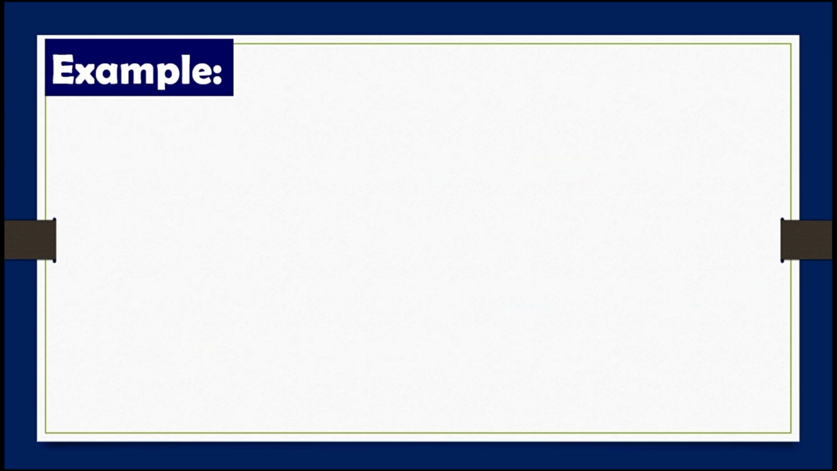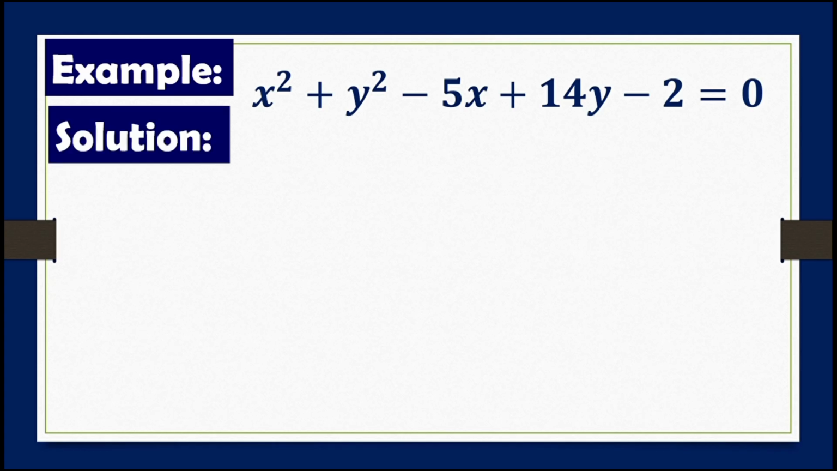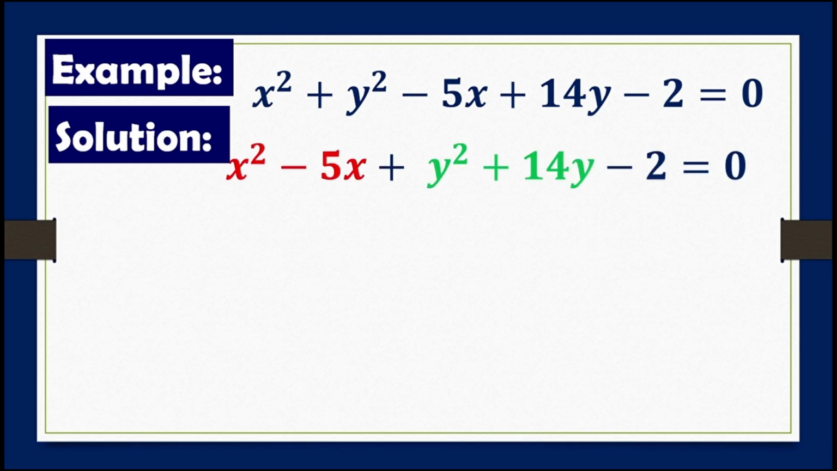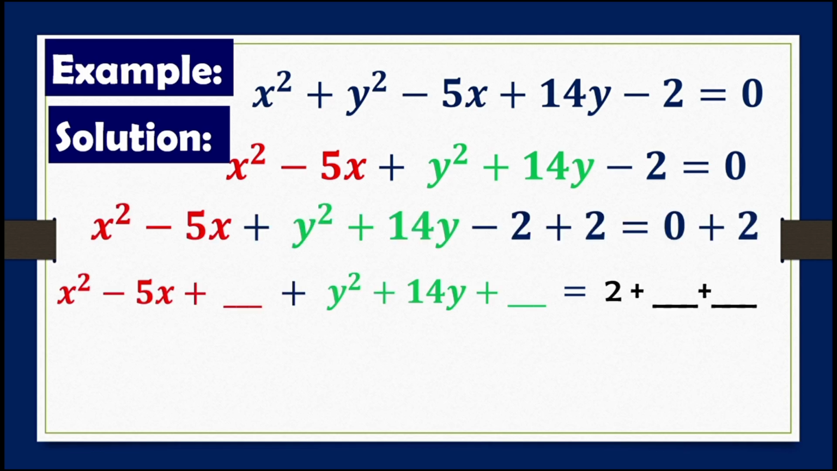Let's have another example. x squared plus y squared minus 5x plus 14y minus 2 equals 0. So we will group the terms containing the same variable. In this case, our equation can be written as x squared minus 5x plus y squared plus 14y minus 2 equals 0. Then, constant negative 2 will be moved to the right side of our equation using addition property of equality. Then, we will make our group terms a perfect square trinomial.